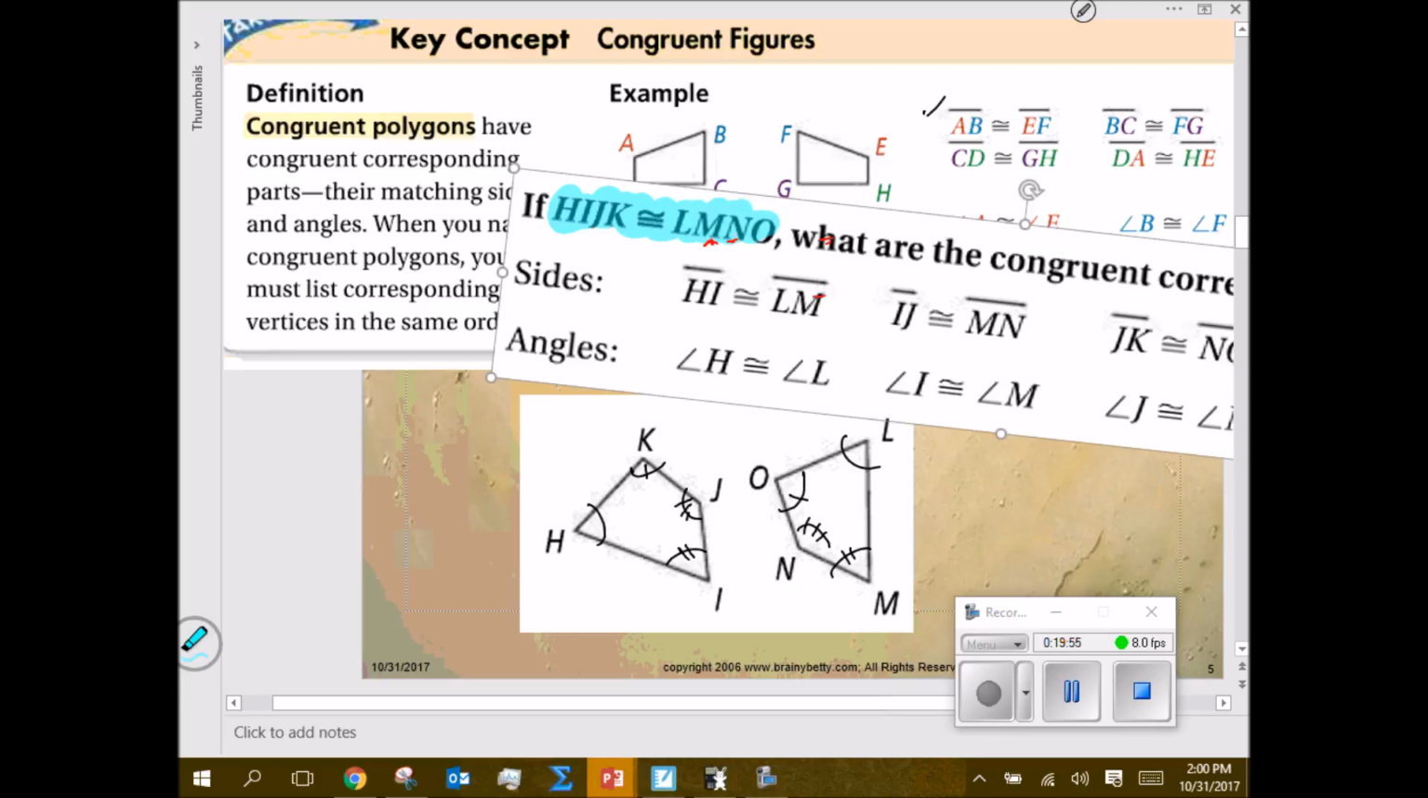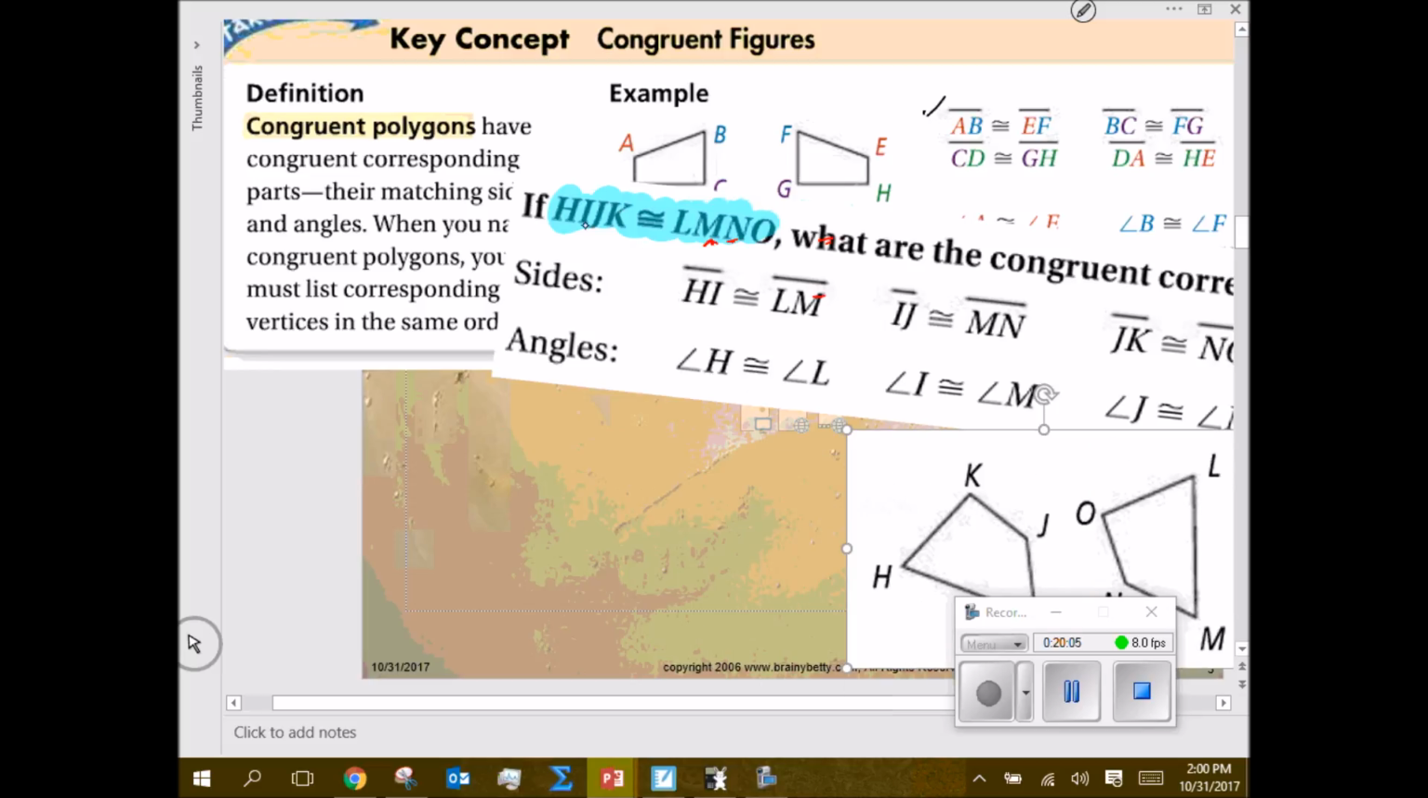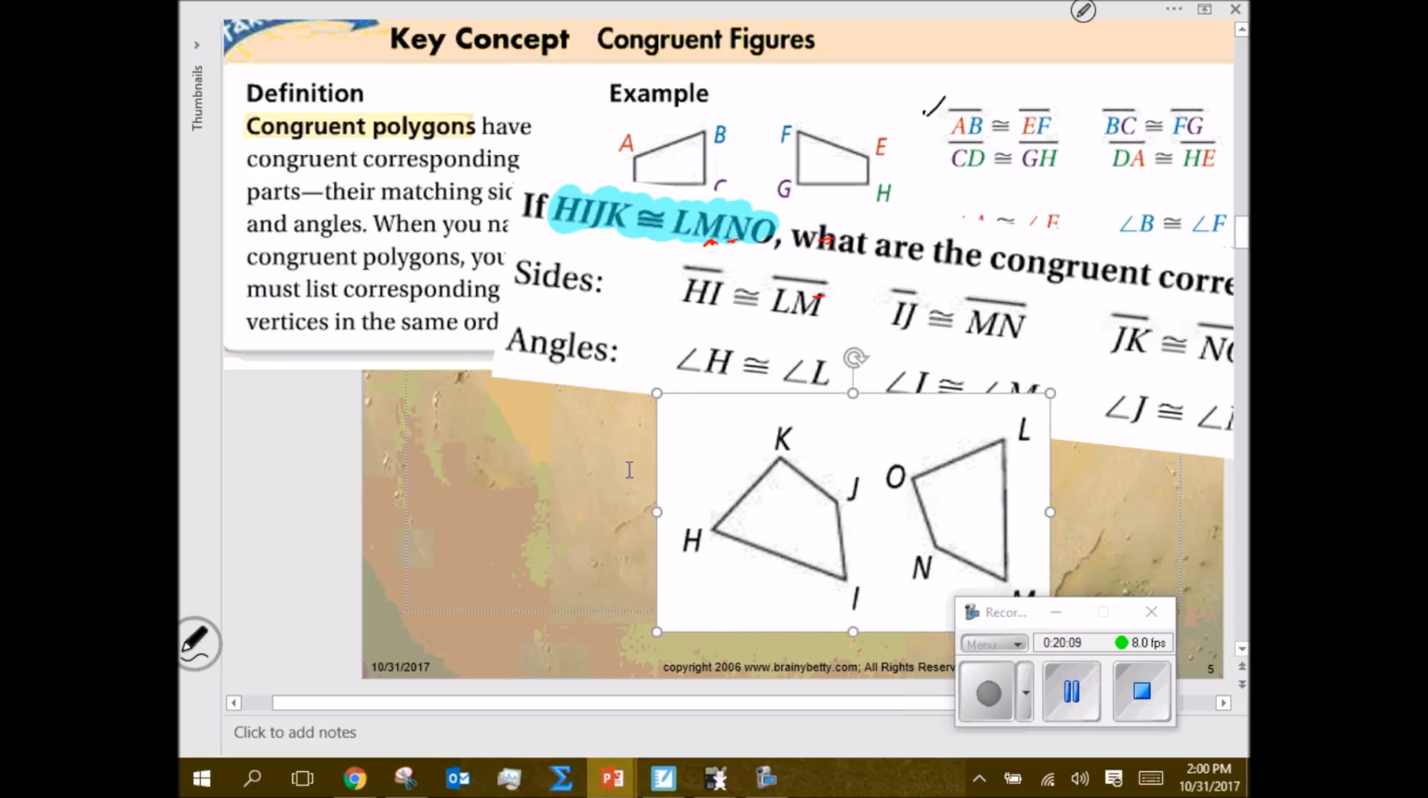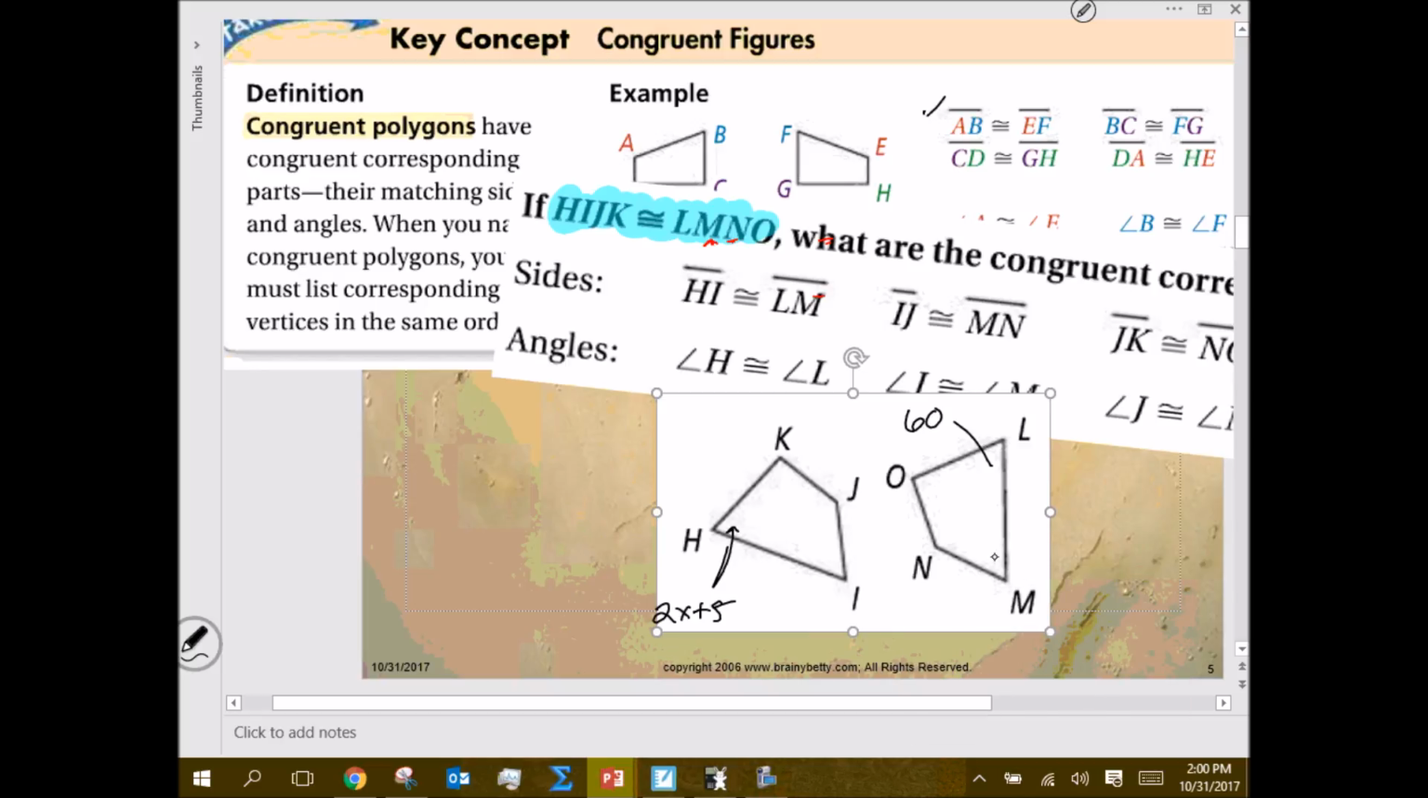All right. But here's where this stuff kind of comes into play. They're going to tell me eventually that you have this congruency, you have this picture over here, but now they tell me angle H is like an expression. They'll say it's maybe 2x plus 5. And now tell me angle L is 60, and maybe they tell me angle M is 50.